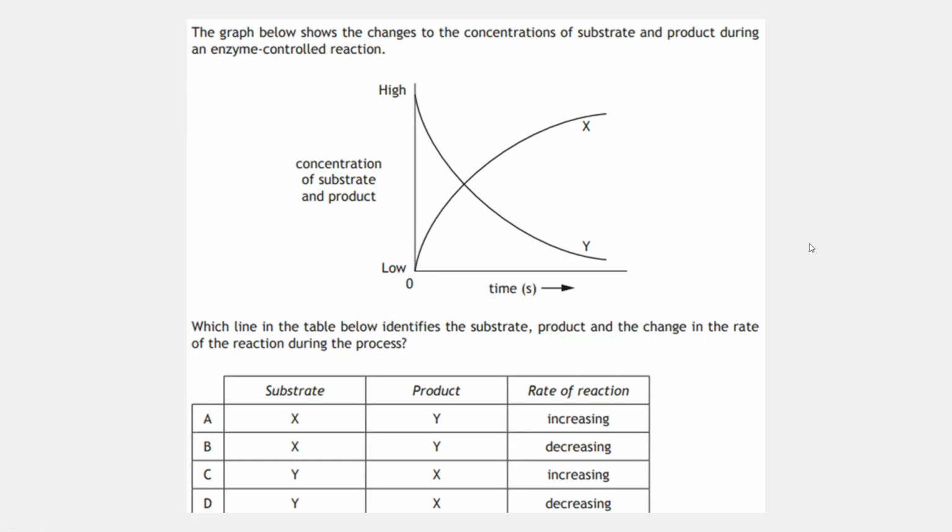Thinking about enzyme control of these reactions, try a past paper question. The graph below shows the changes to the concentrations of substrate and product during an enzyme-controlled reaction. Which line in the table below identifies the substrate, the product, and the change in the rate of reaction during the process? Pause the video, select your answer, and hit play when you're ready to find out which line is correct.